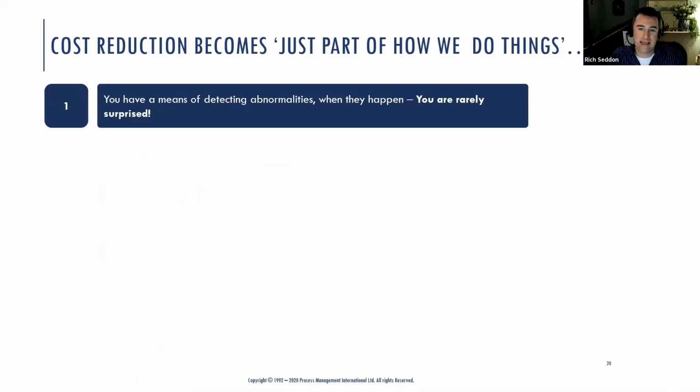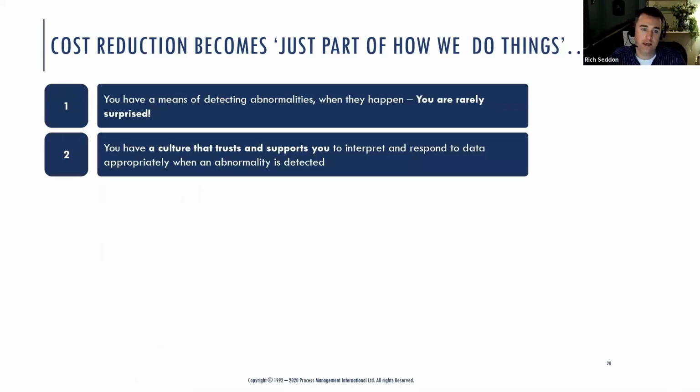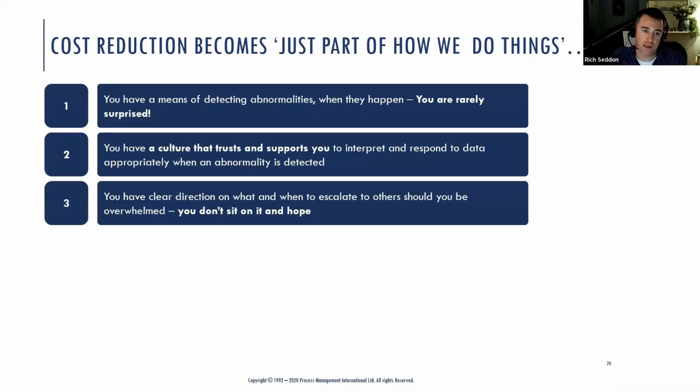You'll have a means of detecting abnormalities when they happen. You'll rarely be surprised. You have a culture that trusts and supports you to interpret and respond to data appropriately when an abnormality is detected. You heard the genesis of that just starting to occur in the project I talked about earlier on with the general manager. You have a clear direction on what and when to escalate to others, should you be overwhelmed. And don't just sit on it and hope.